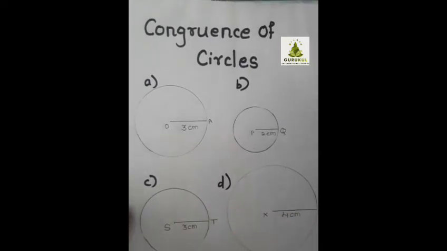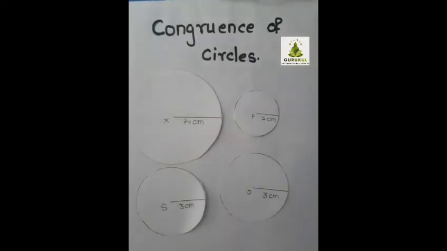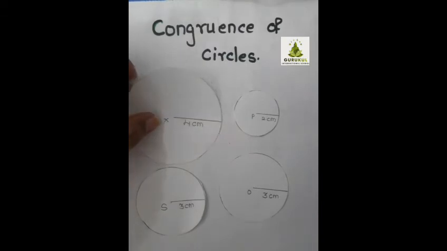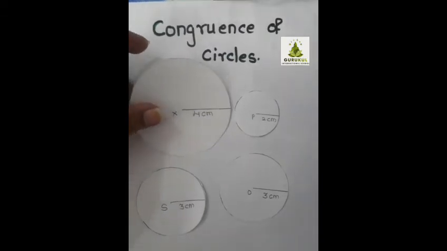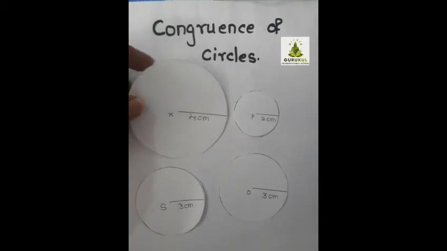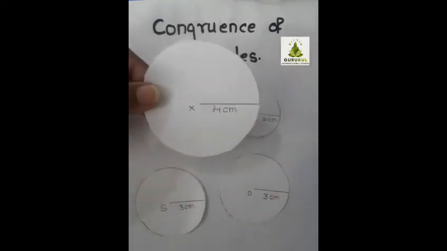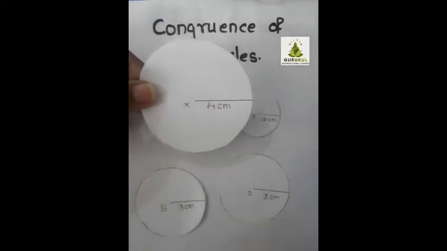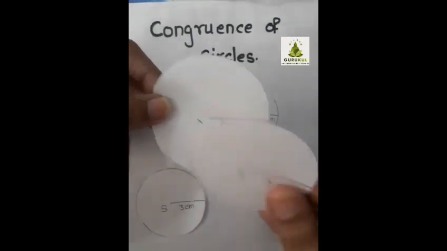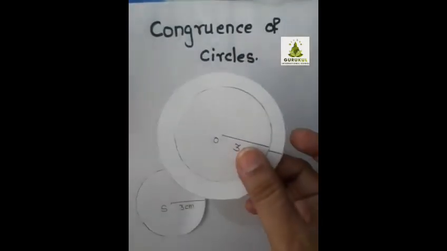First with radius 3, second with radius 2 centimeters, third with radius 3 centimeters and fourth with radius 4 centimeters. Now what you have to do is cut these circles and try to coincide them with each other. Now you can see whatever circles we have drawn, I have cut them out exactly with the scissors. Now let us see one by one. Suppose I take the first circle with the 4 centimeter radius and take another one and try to place it on each other.